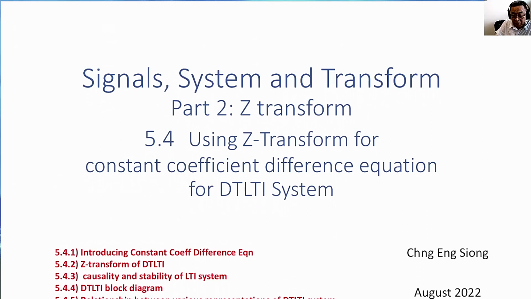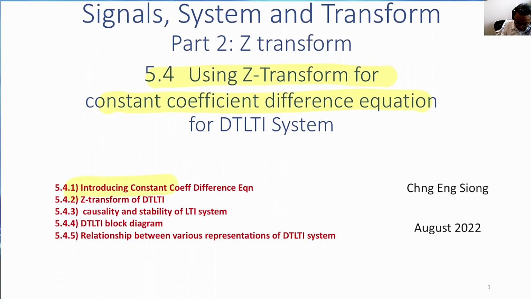This is chapter 5.4 of Z transform. In this chapter, we're going to focus on how to use the Z transform, and in particular, we're using Z transform for constant coefficient difference equations to represent discrete time, linear time invariant systems. These are the details of the subsections in this chapter.